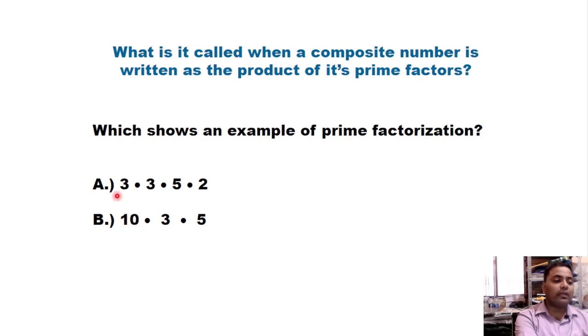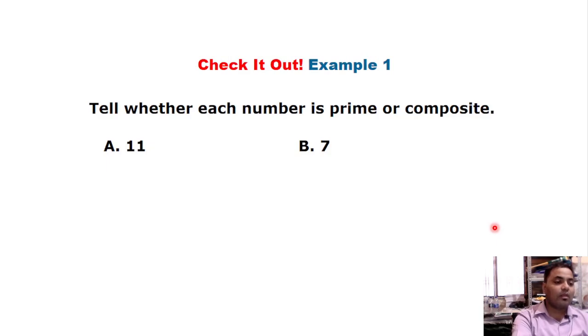Composite number. So A will be the correct example of prime factorization. Tell whether each number is prime or composite. 11 and 7. 11 and 7 both are prime numbers, not composite.